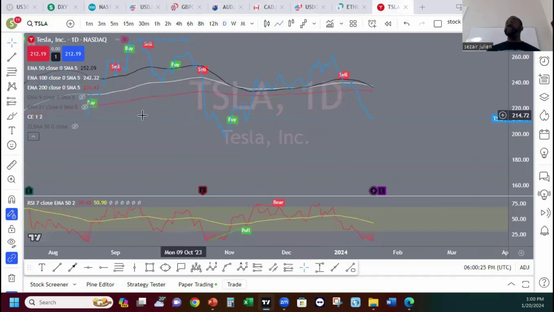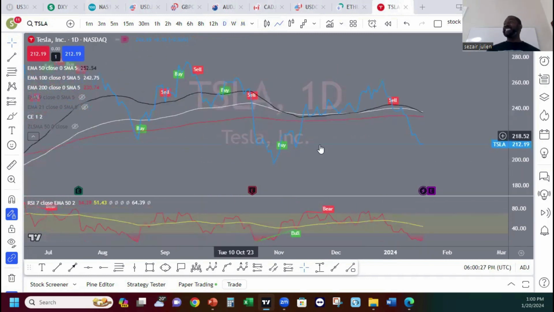So how do you read this? On the chart, there are two axes. There's a y-axis, which is a vertical axis, and there is a horizontal axis, which is the x-axis. This is the chart for Tesla. How do we read this thing?